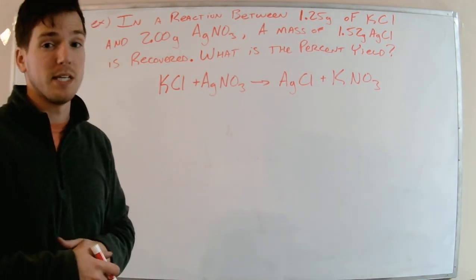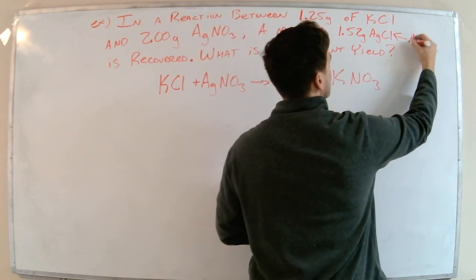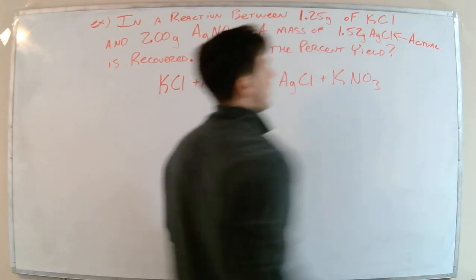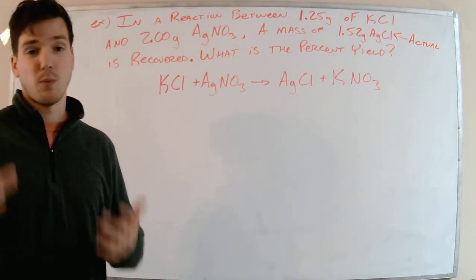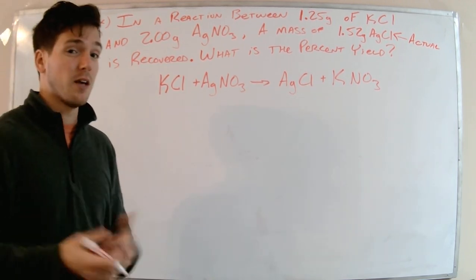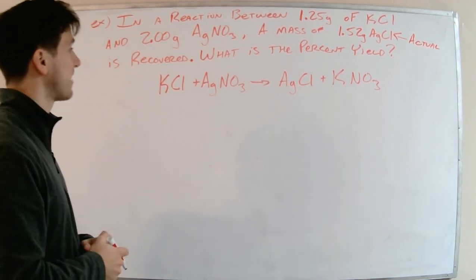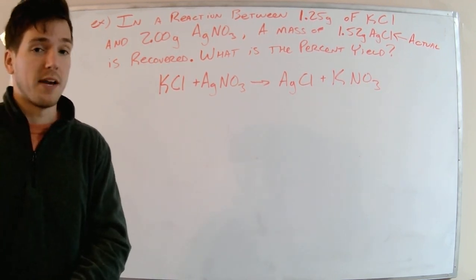That is going to be our actual yield, this 1.52 grams of AgCl. It was the product. It's what was recovered, produced, yielded, something in there where it says that we created something. In this case, it's AgCl. Well, now we got to figure out the theoretical of that AgCl.